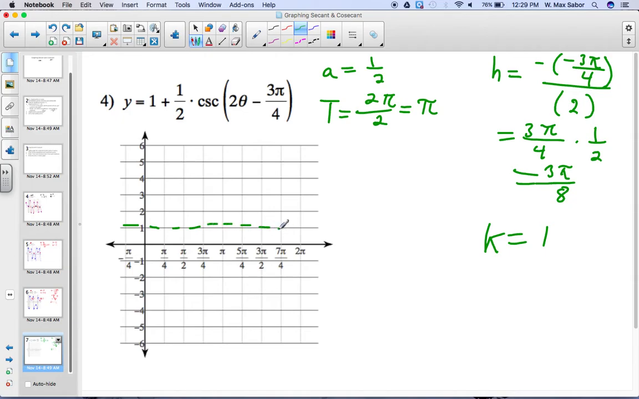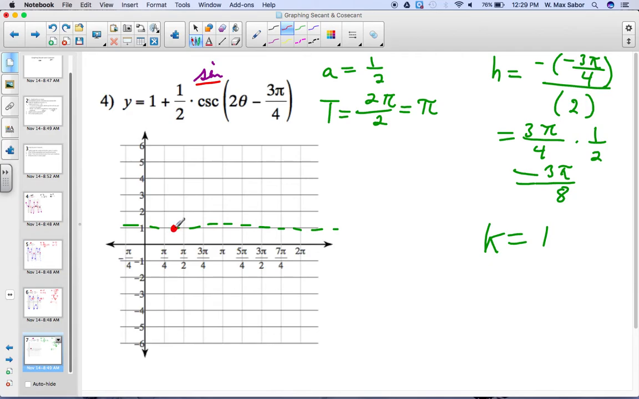So draw our equilibrium line at 1. We're going to be looking at sine. So where do we start? We should use the horizontal shift next. 3 pi over 8. 3 pi over 8. I believe that would be here.